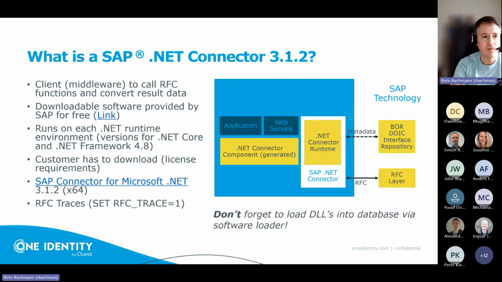So the .NET connector, as I said, is used for the RFC functionality to consume this on the SAP side. We need this .NET connector provided by SAP. We need the latest version 3.1.2, which is also supporting the .NET Framework 4.8. We need this version, otherwise you will have some issues, because SAP also fixed some things in the .NET connector that we require for our functionality.